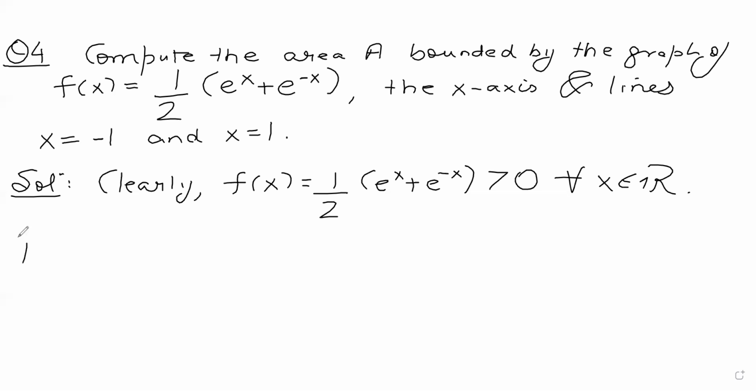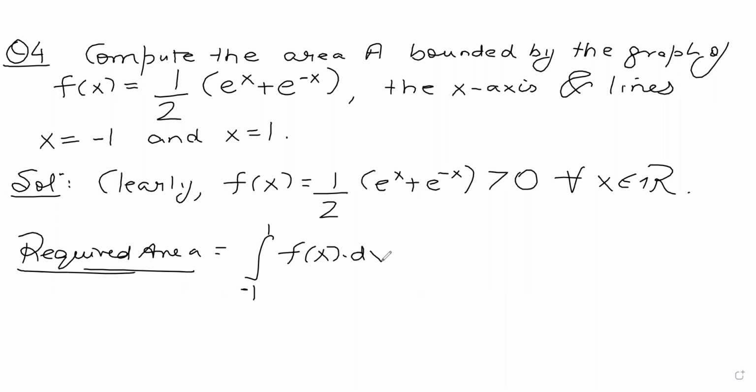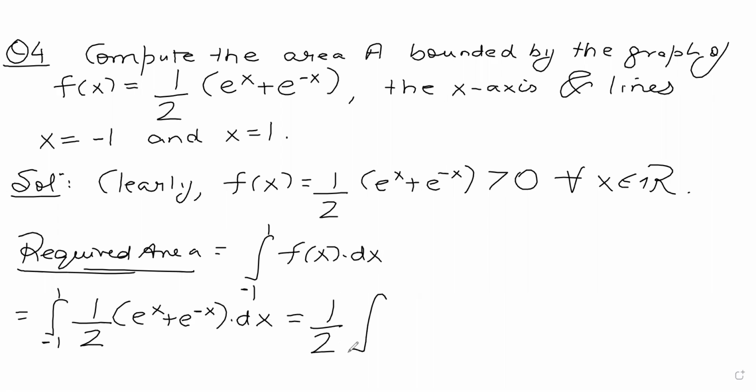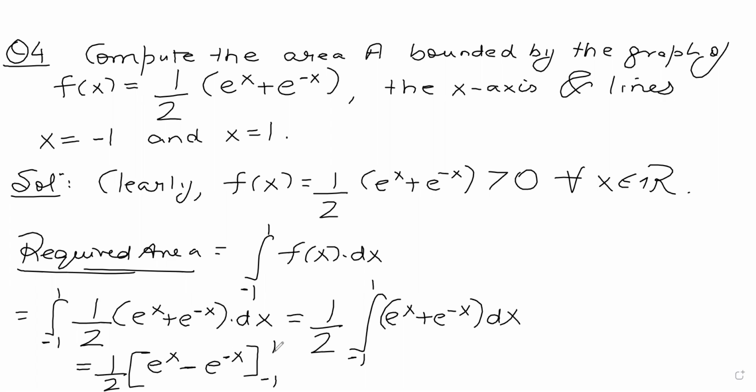That means what will the required area be? Required area will be integral from -1 to 1 f of x dx, which is integral -1 to 1 of half e to the power x plus e to the power minus x dx. Half is a constant, it comes out of the integral. Now guys, what is the integral of e to the power x? E to the power x. What is the integral of e to the power minus x? E to the power minus x into -1. Now we run this from -1 to 1.